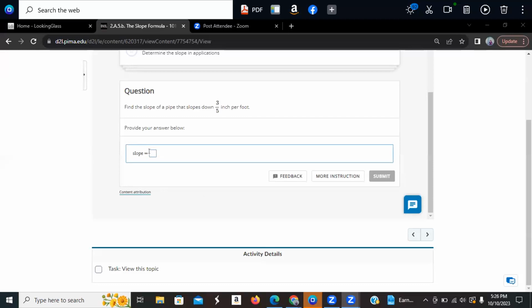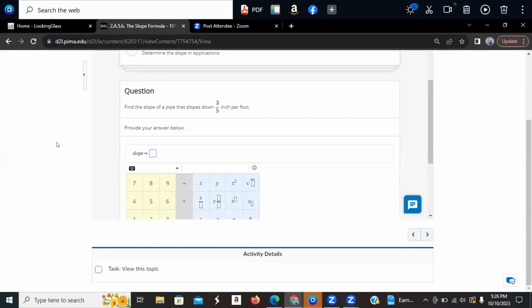Find the slope of the pipe. Slopes down 3/5 of an inch per foot. Okay. This one's a little bit odd. We're going to want to draw a picture of this. It's not like the previous one. I grabbed a snip though.